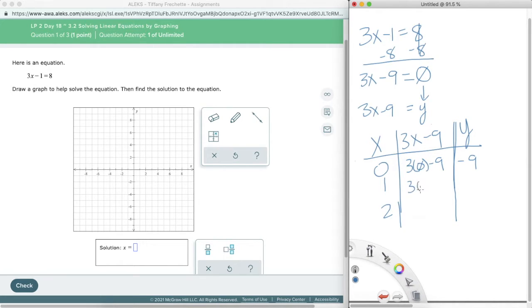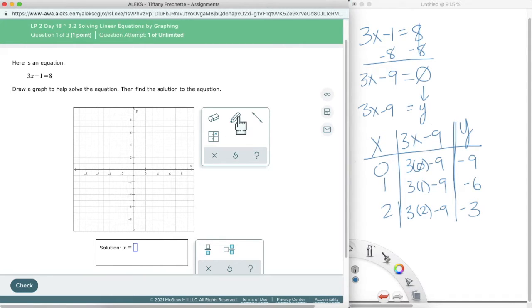3 times 1 minus 9, so that's 3, because 3 times 1 is 3. Minus 9, well, that's going to be negative 6, because they're opposites, so I subtract. And then 3 times 2 minus 9, so that gives me 6 here. 3 times 2 is 6, minus 9 is negative 3. So now I want to go through and graph these really quick. Let's see, we have 0 and negative 9. And then we have 1 and negative 6. And we have 2 and negative 3.